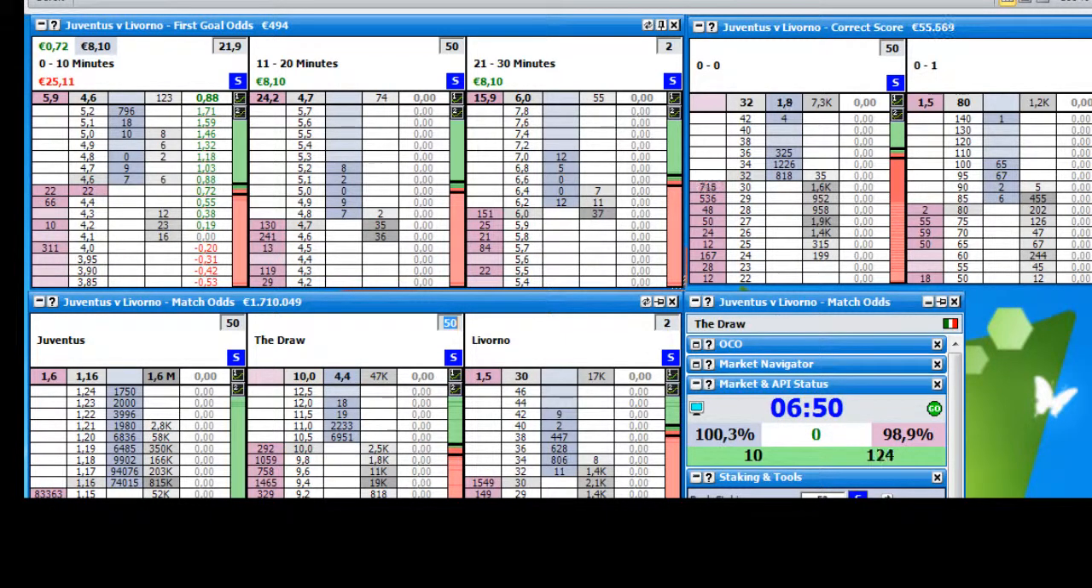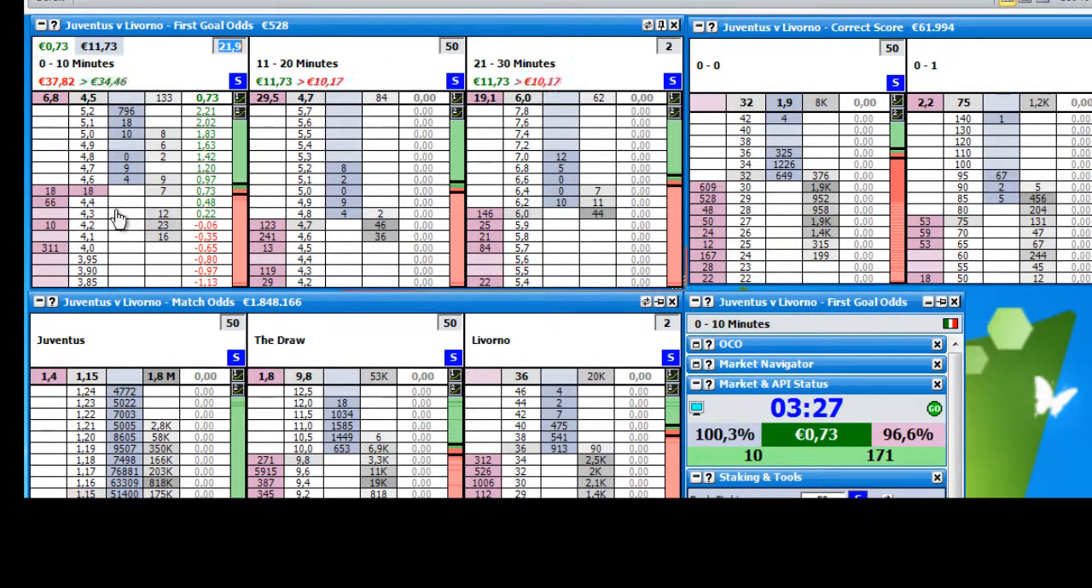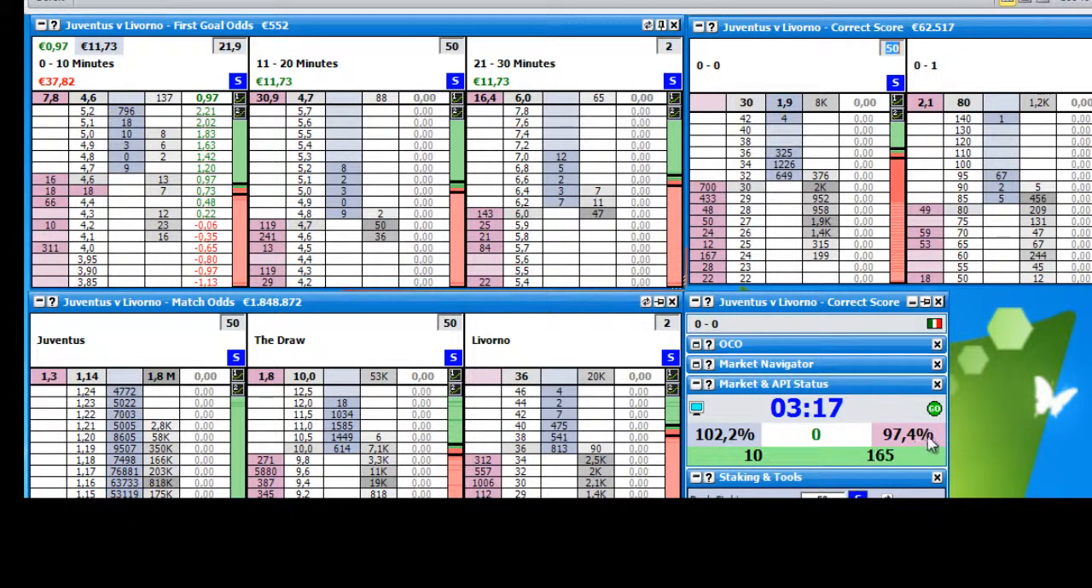Okay, well, I'm back now. We have 3 minutes left, 3.5. Yeah, well, you see, now we have 11 euros matched on this market. You can see my average odds is between 4.3 and 4.2.